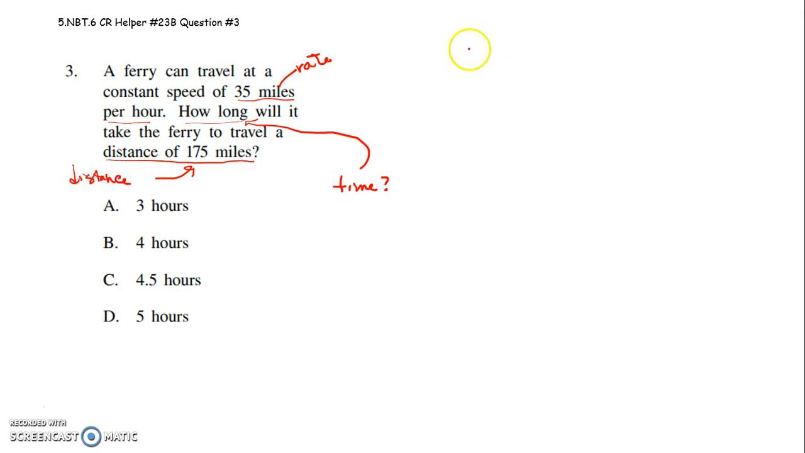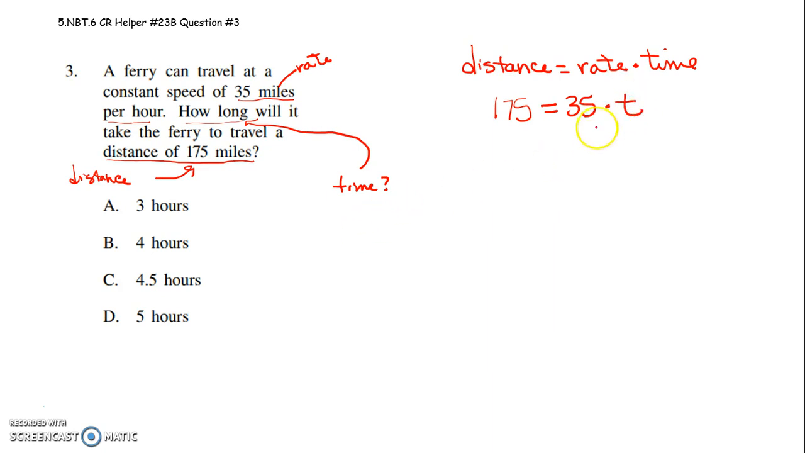One way to go about this, you can use your formula. Distance equals rate times time. So they're giving us a distance of 175 miles equals a rate of 35 miles per hour times, we don't know the time. I think I'll call it t. Then I look here and I say, how do I solve this equation? Well, if it's 35 times t, how do I undo multiplication? I undo multiplication by dividing.